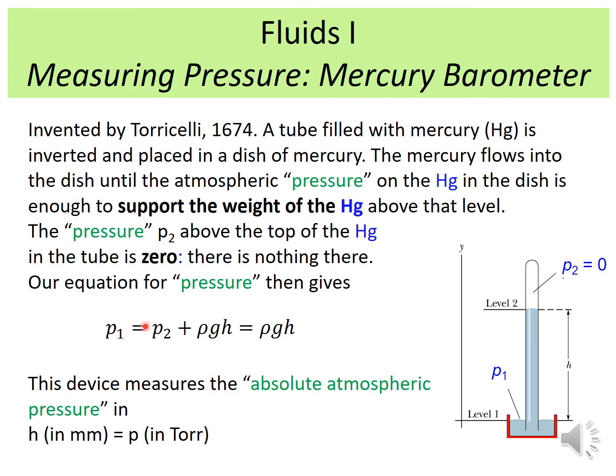And then with this, because this P2 is 0, right? So we have P1 is P2 plus rho times G times H, the same equation as previously. P2 is 0. So you just get this one here, and this height here gives you directly the pressure of the atmosphere, which is supporting the height of the column. So this is a way to measure absolute pressures directly. And in this case, it's measured in millimeters. So be very careful. This is not an SI unit. And this is the same basically as P in Torricelli, because this was invented by Torricelli. Be very careful. This is not an SI unit.